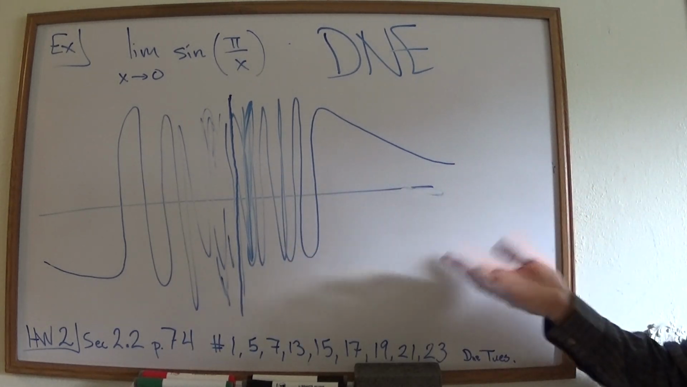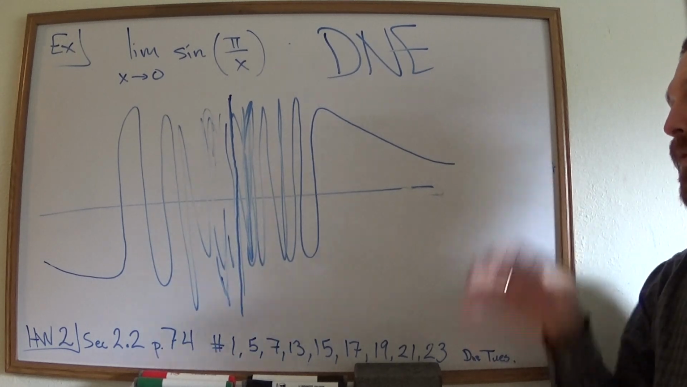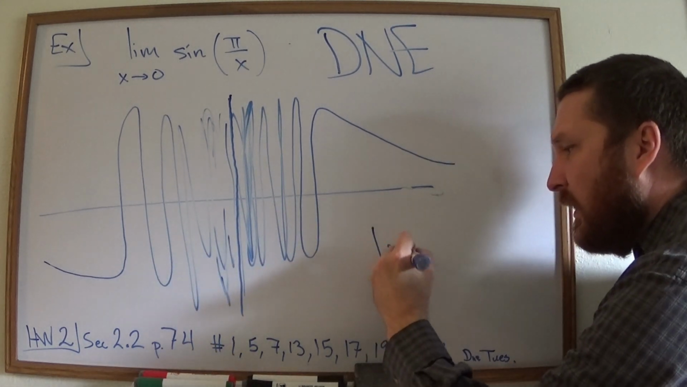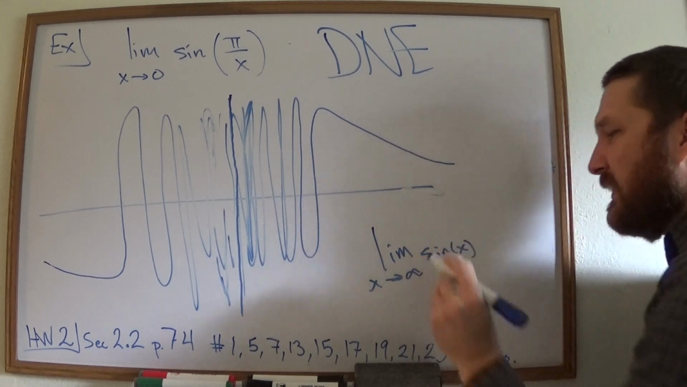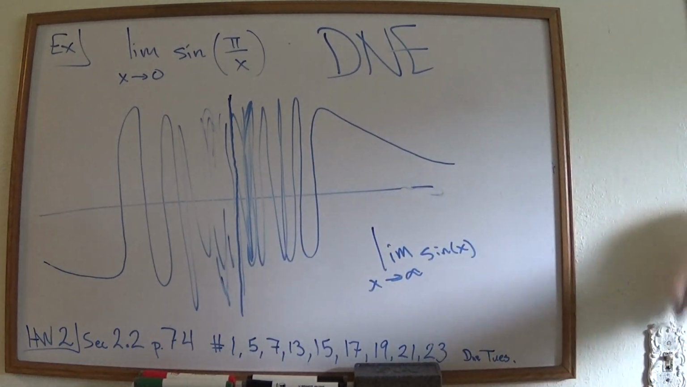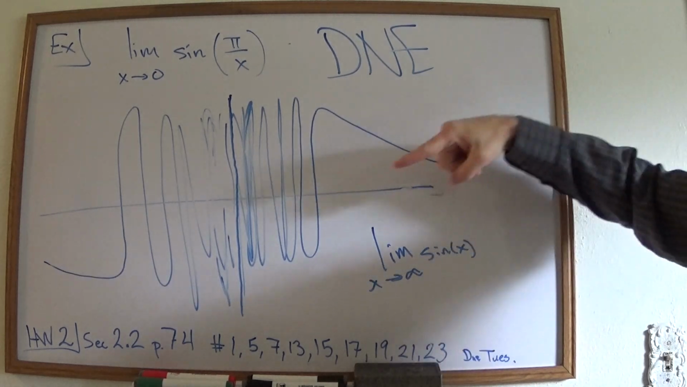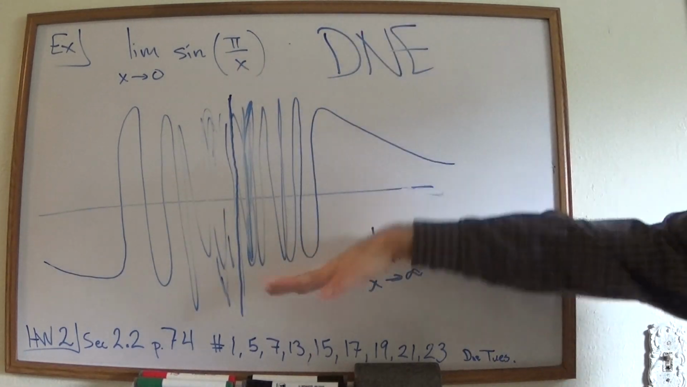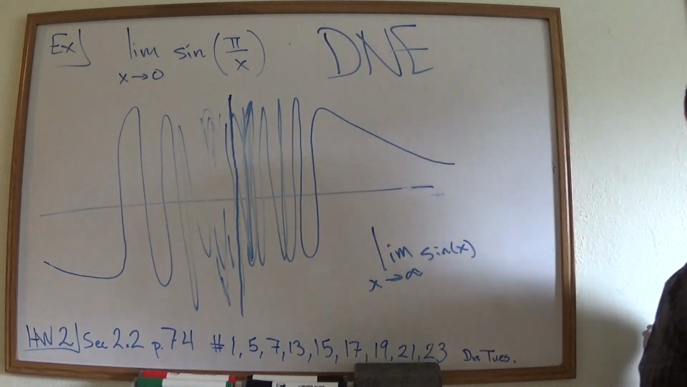Well, this is like what I said in the summer, right? Which is like, what's the limit as x goes to infinity of sine x? Well, it never settles down, does it? It just keeps going back and forth from 1 and -1 forever. That's what's happening here. As you go in this direction, it's going from 1 to -1 forever and ever, so it never settles down.